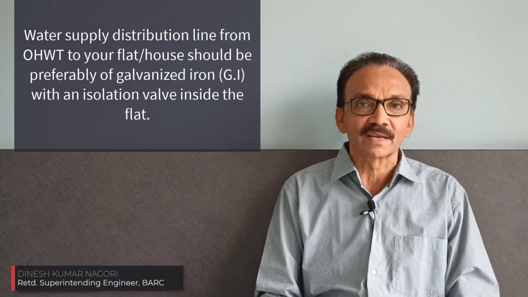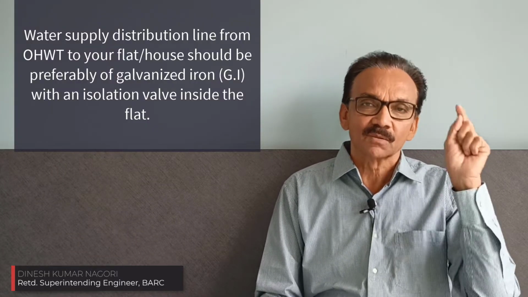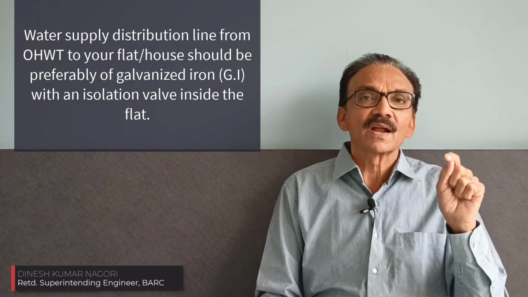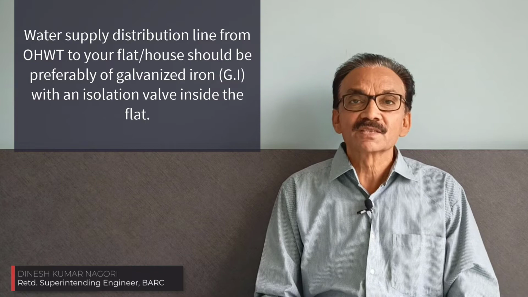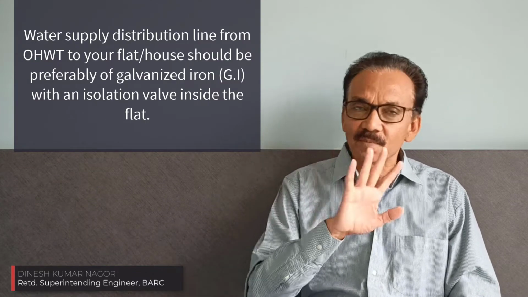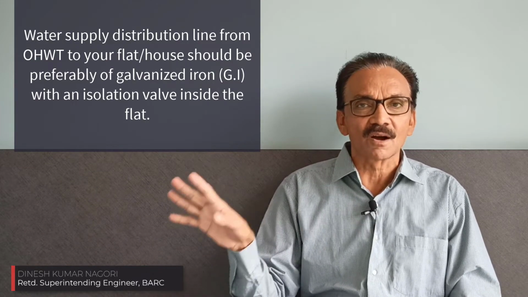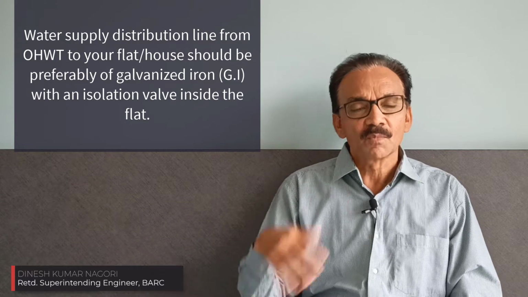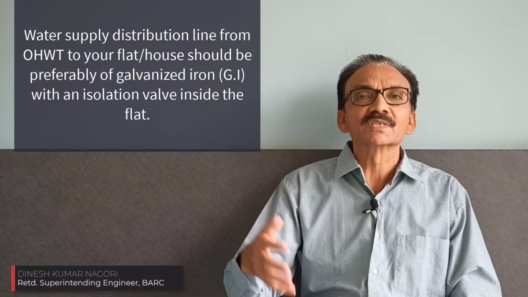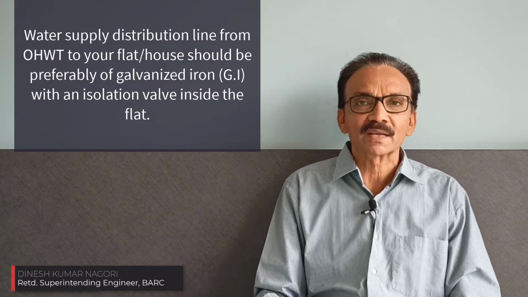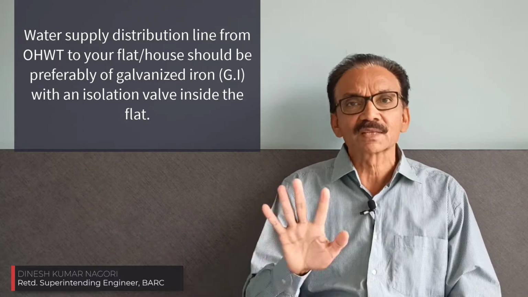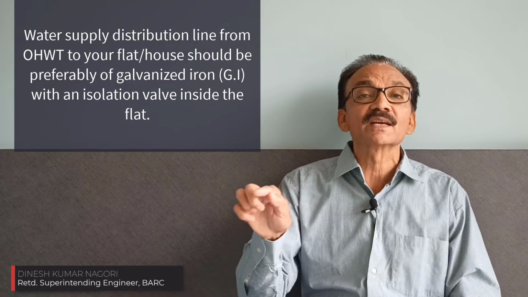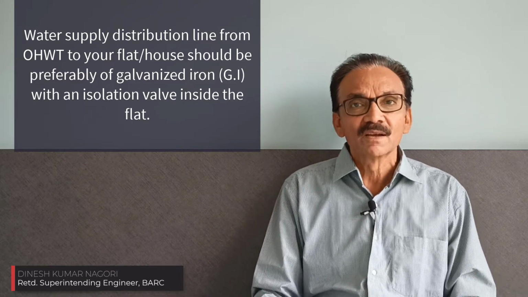See, first we start from the overhead water tank distribution line. In my opinion, the distribution line up to your flat must at least be of galvanized iron, that is, we call it GI pipeline. Earlier every pipeline of a flat or a house was done with GI pipeline, but after the introduction of UPVC and so many other products in the market, everybody has switched over to this new system. There is nothing wrong in the system if the quality of material is good.